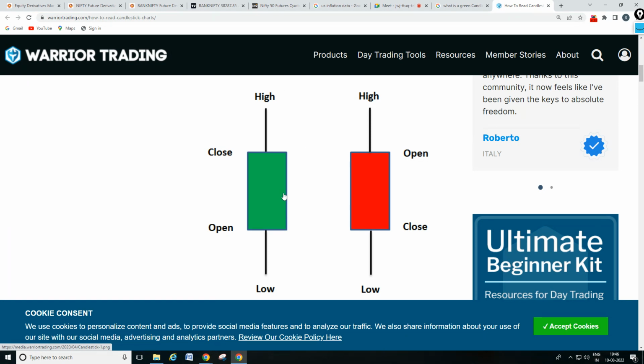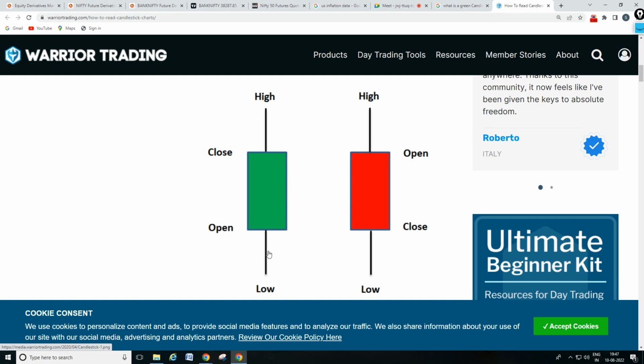The buyers are superior in this case, and this is just the reverse case. Here the price has opened high but has closed below, so the sellers have more weightage, the sellers win the case, and this red candle forms. Got it, na sir? These are the basic differences between green and red candles. A green candle is always bullish because the opening price will be low and the closing price high, and for the red candle the opening will be high and the closing low.